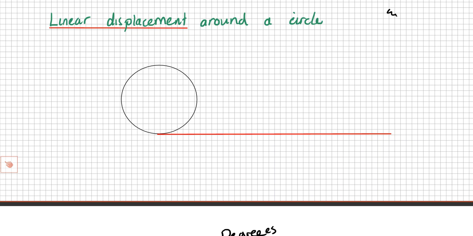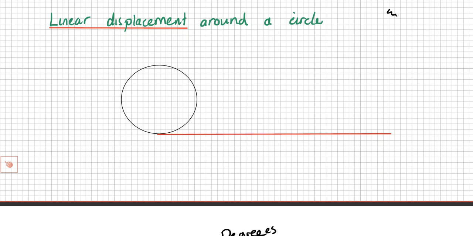Do you know what I would mean if I said an angular displacement? An angular displacement is how far something has moved by an angle. So if I say the angular displacement is 30 degrees, what am I saying? It's moved 30 degrees round. Now there's an angular displacement, whether it's in degrees or radians, but there's also a linear displacement. And what's the linear displacement going to be?